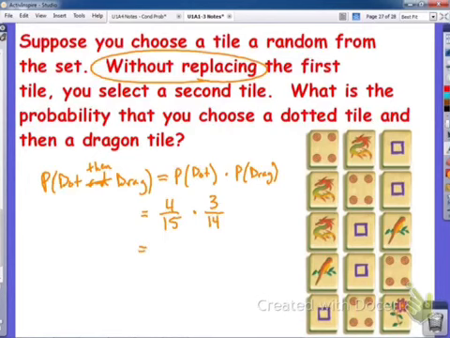And put that in your calculator. Tell me what that equals. Decimal lots.